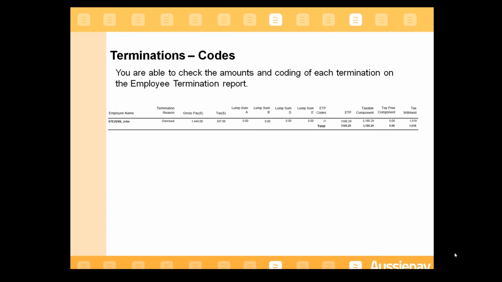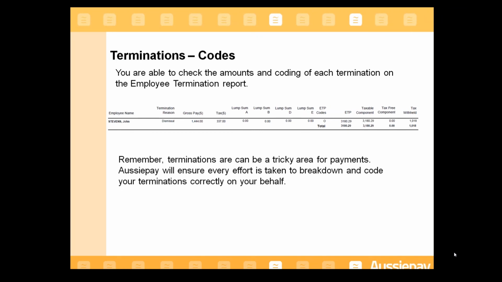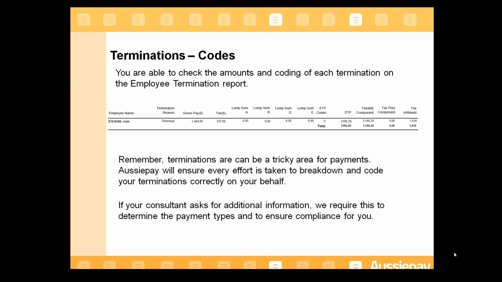You are able to check the coding on each termination if they have received an employee termination payment or ETP. Anyone who has not received an ETP will not appear on this report, and you can see that the code's there as well as all of the lump sum payments. And again, remember that they can be tricky, and we will ensure that every effort is taken to break down and code your terminations correctly. So if your consultant does ask for more information, we are asking for a reason, and we want to ensure compliance for you and your company.